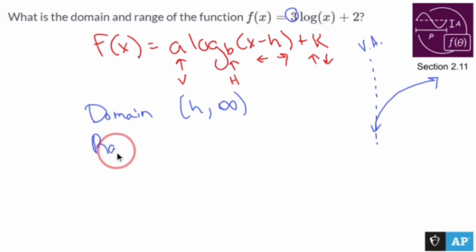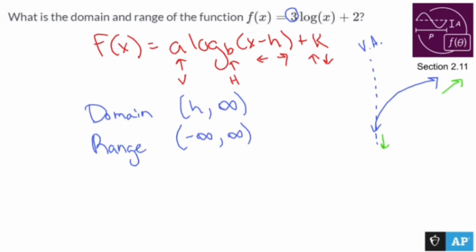Similarly, your range is what you're allowed to get from the bottom to the top. Now you might be thinking, plus 2, that means you move up 2. That's going to change your range, right? Nope. No matter what, this guy is always going to continue going downward, no matter whether you shift it up 2 or down 2,000. It's always going to go down forever, and this guy is always going to go up and to the right. So your range, as long as a is a positive number, is always going to be negative infinity to positive infinity.